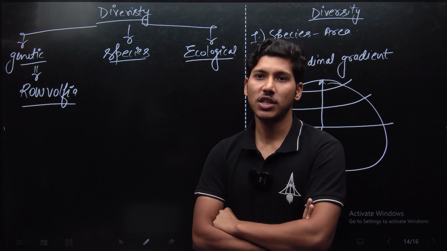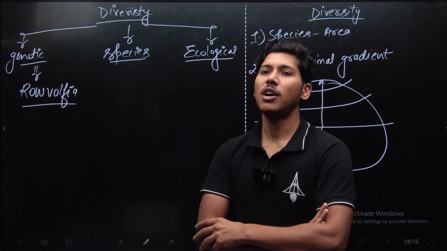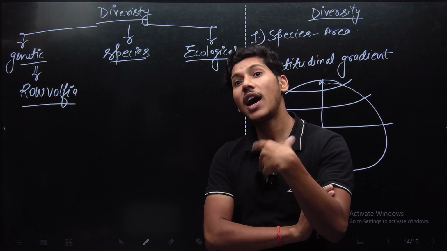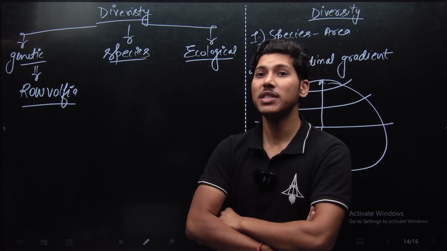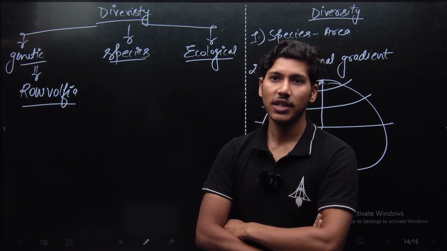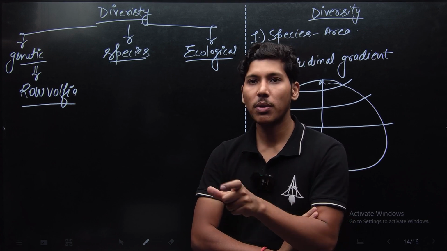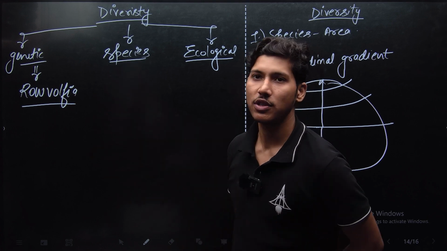present in our ecosystem. Like if we compare Western Ghats with Eastern Ghats, we will come to know that Western Ghats have far more species diversity of amphibians as compared to Eastern Ghats. Okay? So if we compare the number of species in particular places, then that will come under species diversity.